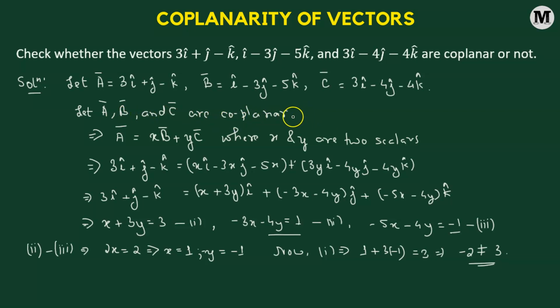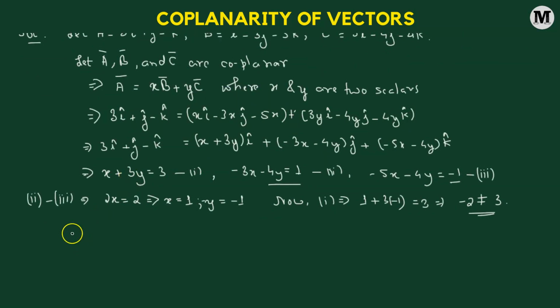So that means our assumption was wrong. So we will say that hence these three vectors, the given vectors a vector, b vector, c vector, are non-coplanar. We cannot express any one of the vectors as a linear combination of the other two vectors.